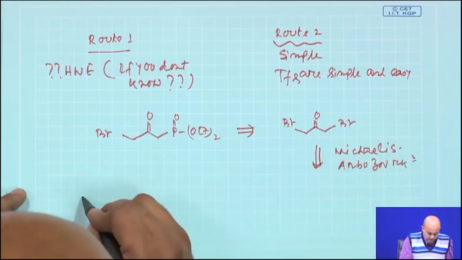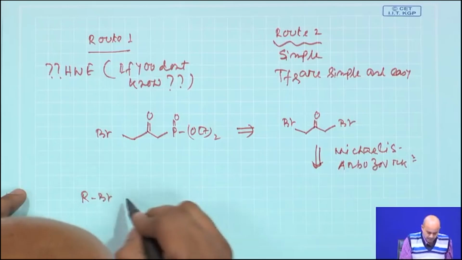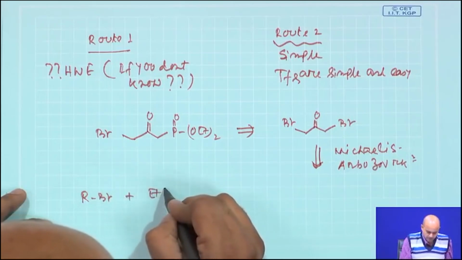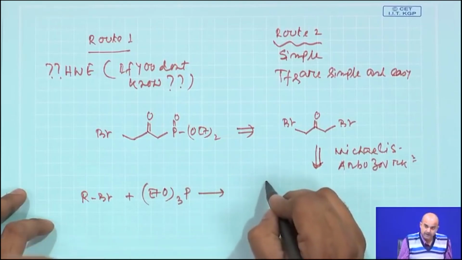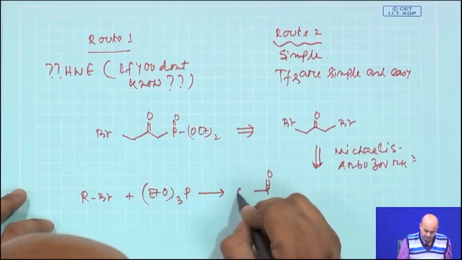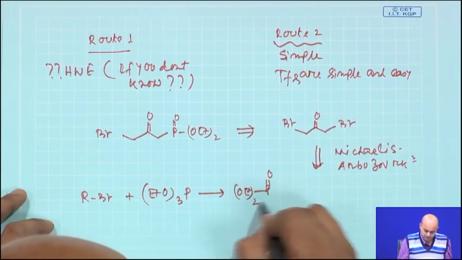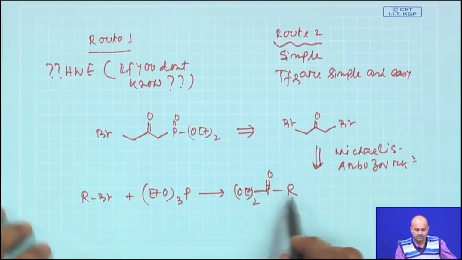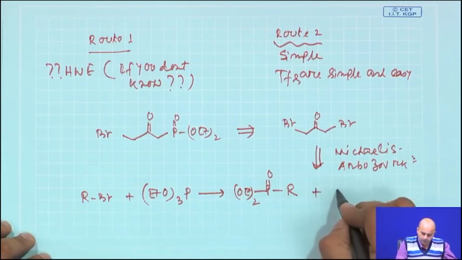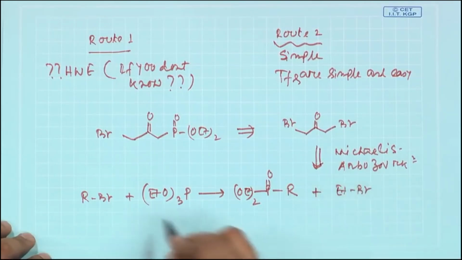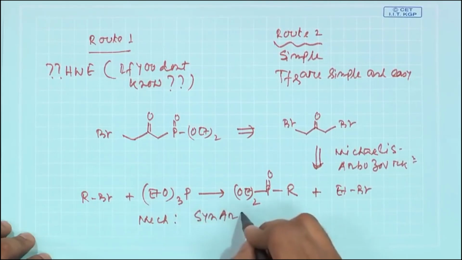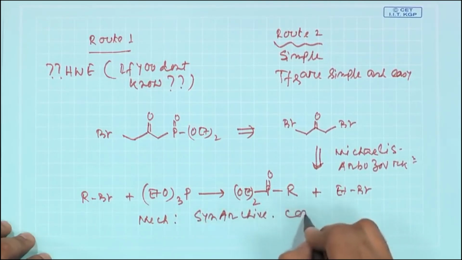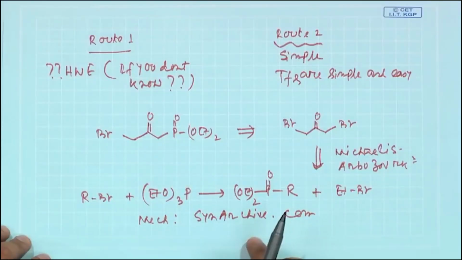Now, the Arbuzov reaction is basically a very interesting reaction. If you have an alkyl bromide, you react it with triethyl phosphite, and once the reaction is over, you basically get this alkyl phosphonate with the loss of one equivalent of ethyl bromide. The mechanism for this reaction, you can go to scenearchive.com, the website which we discussed in the very beginning, that will give you the mechanism of the reaction.